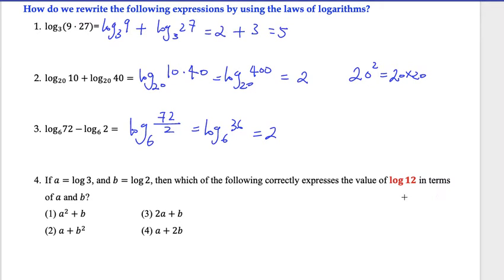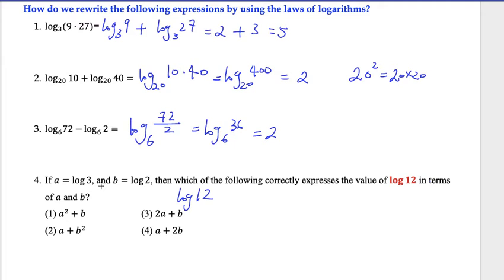Okay, so now let's check this one. A is defined as log 3. B is log 2. Then which of the following correctly expresses the value of log 12 in terms of A and B? When you see this question, it's kind of confusing. We have variables, we have logs, but do not forget, when you do not see any number in the little corner on the bottom, the base is 10. And we need to rewrite log 12 to connect it with A and B, meaning to connect it to log 3 and log 2.